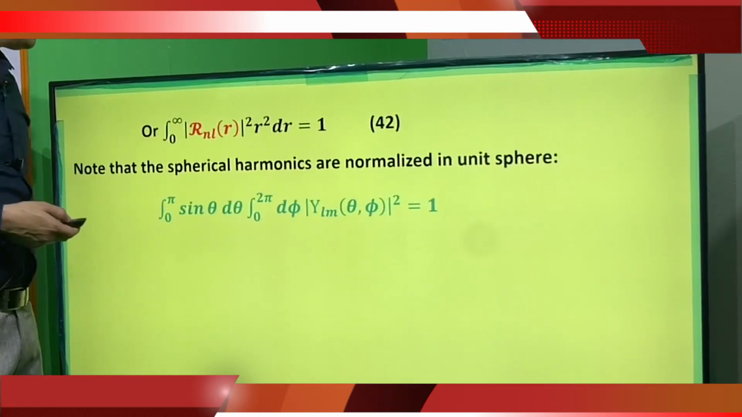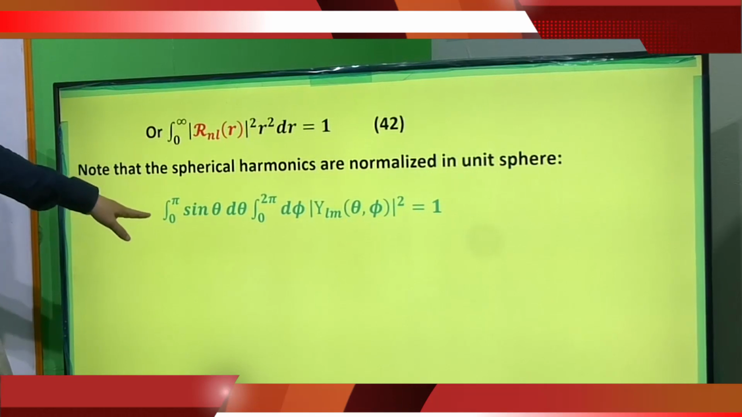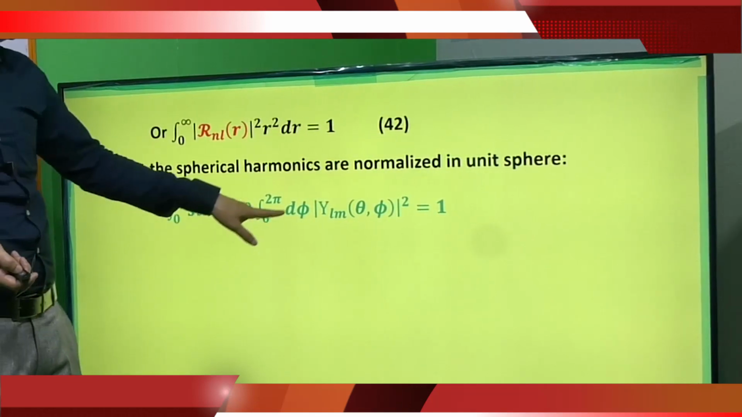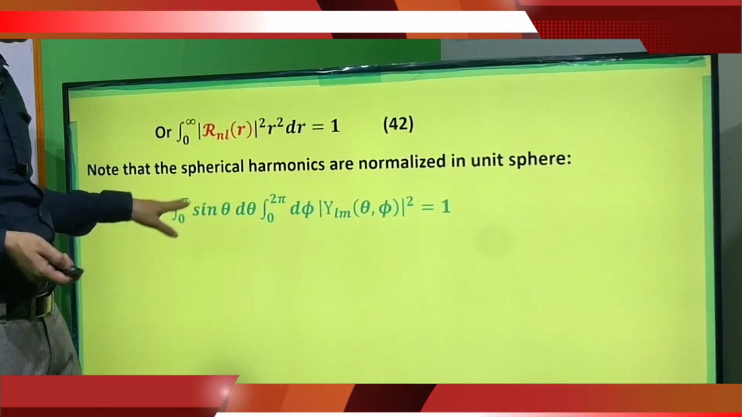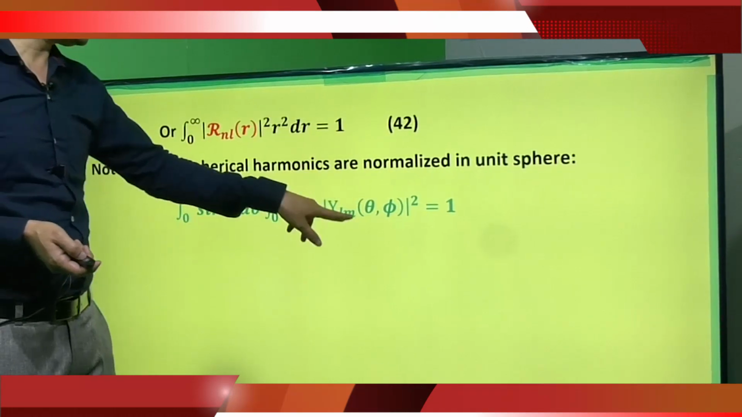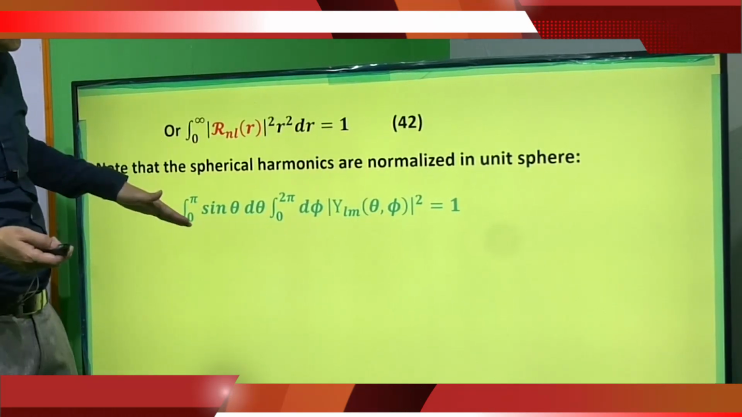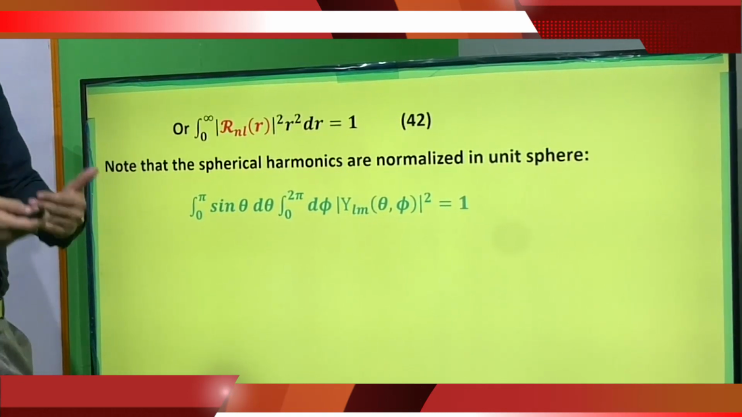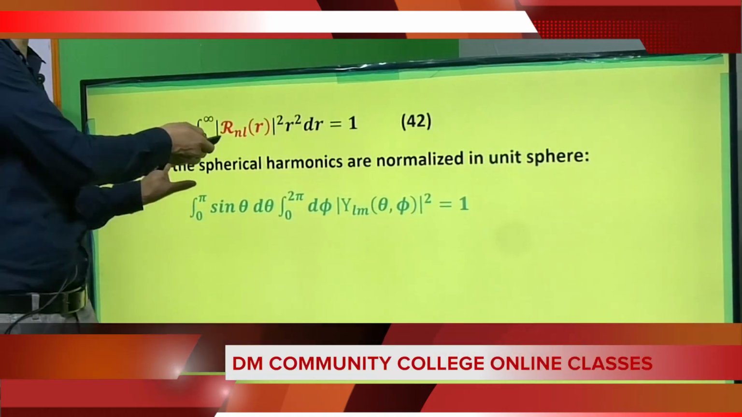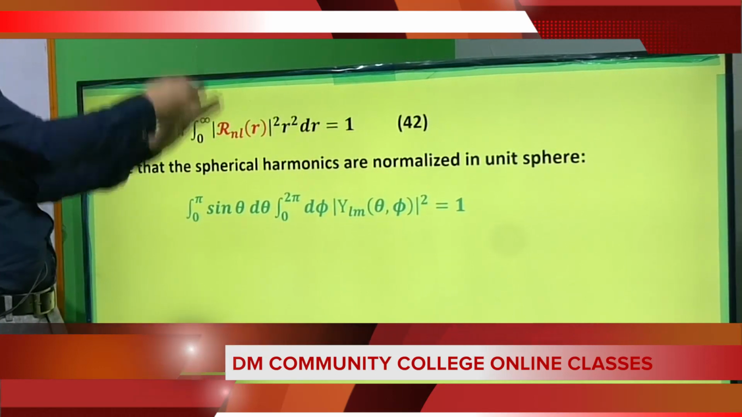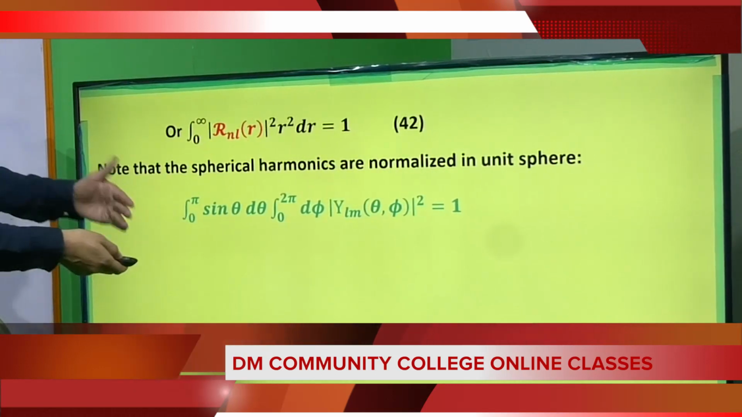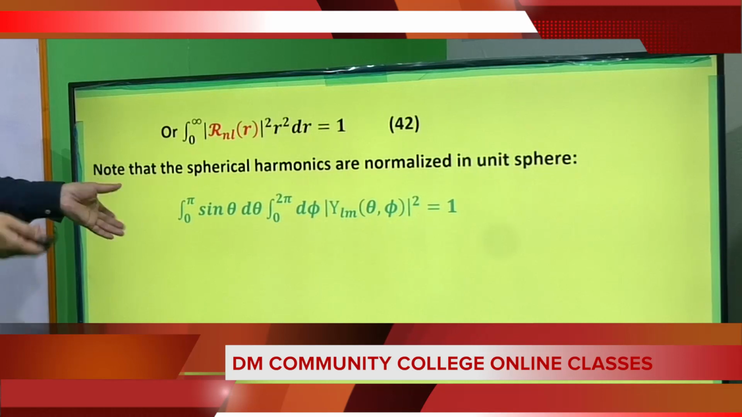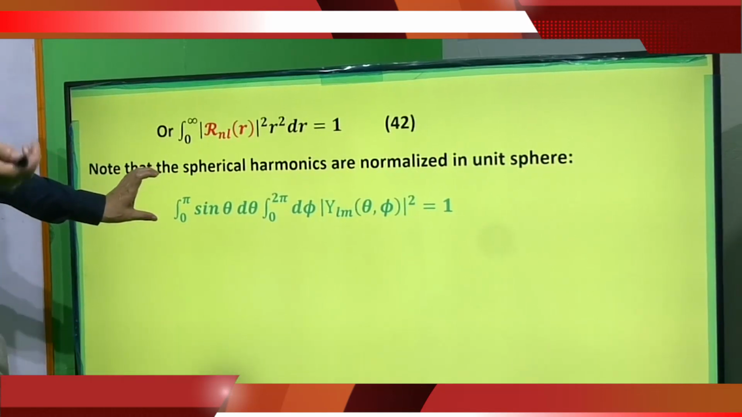Again I am repeating here, that is equation number 42, and the reason I am writing it again is that the spherical harmonic part should be normalized on a unit sphere. This exercise you have already studied in your 5th semester mathematics classes. So I am simply recalling these values, otherwise it will be tedious and take a lot of time. In our present syllabus you can simply put the result because you have studied this earlier.